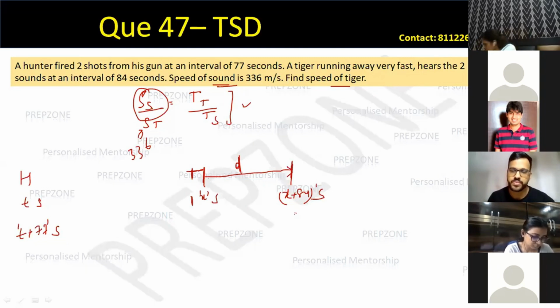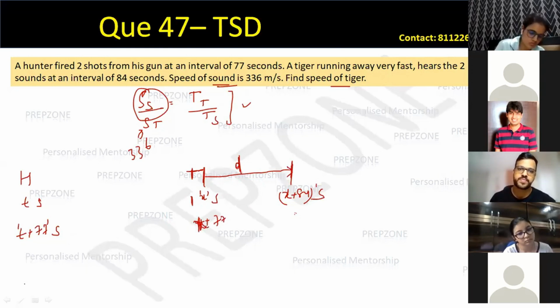Which means had this tiger not moved, when would the second shot have reached here? It would have come at 77 seconds after, so at x plus 77, because when the hunter shot at t seconds, the tiger was at this position, so after 77 seconds he would have heard this shot if he had not moved.